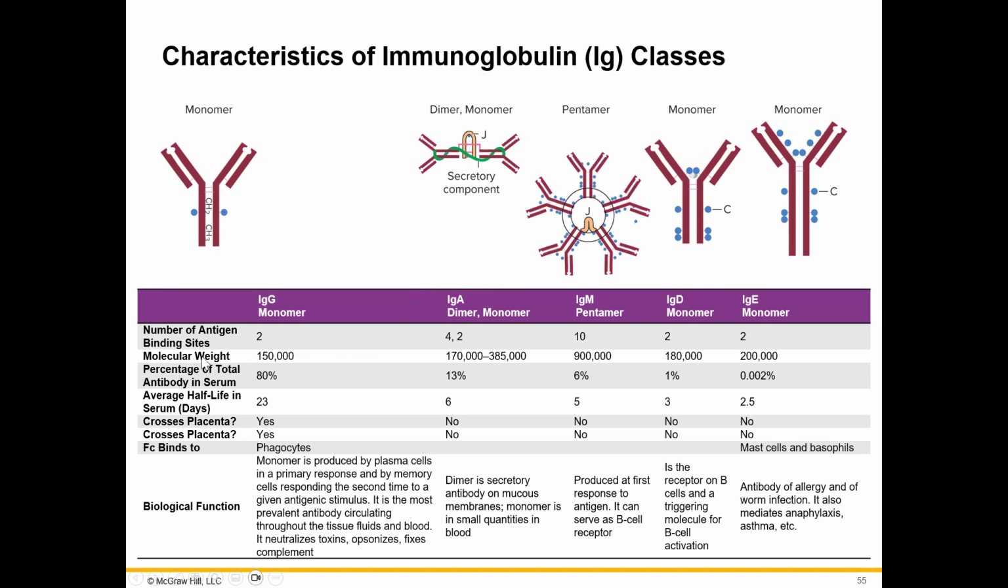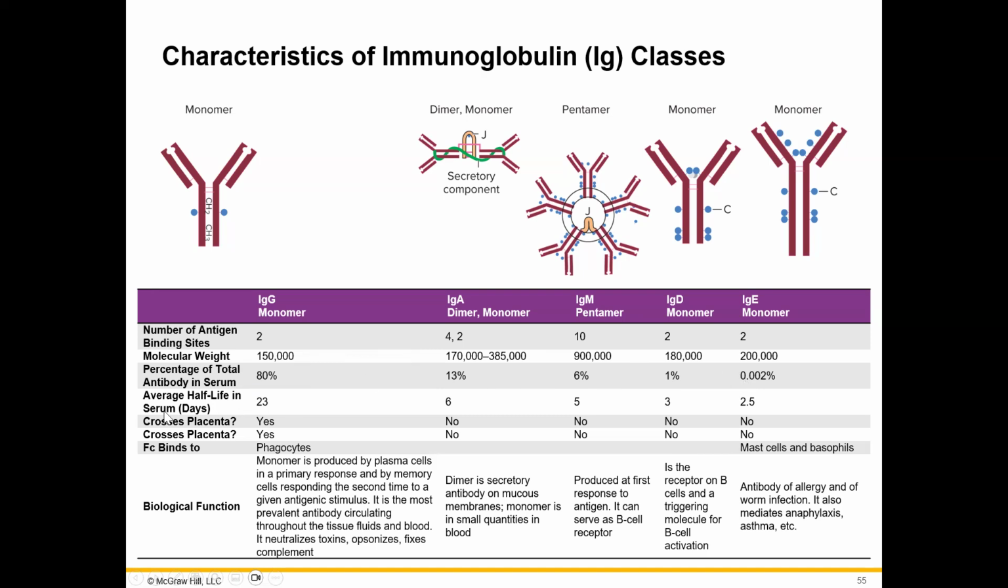Molecular weight varies greatly, as you can see, from 150,000 all the way up to 900,000. Percentage of total antibody in serum, the largest percentage is your IgG. 13% for IgA, 6% for IgM, 1% for IgD, and 0.002% for IgE.